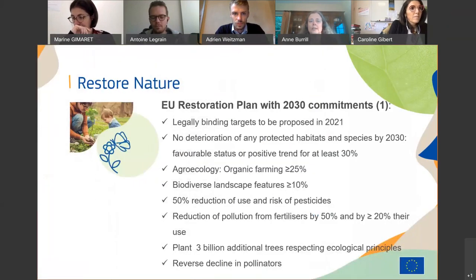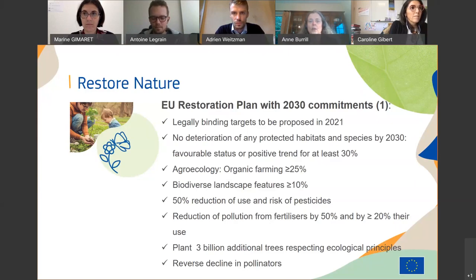So to look a little more in detail at just two of the elements of the strategy, first I wanted to comment a bit more on the restoration part of it. Here we have a series of concrete commitments and actions that aim to restore degraded ecosystems across the EU by 2030. I'm not going to read the list to you, but you'll see there are on this slide and on the next slide, they go on, it's a long list. You'll see there are a number of very specific commitments and also more general actions, like that the Commission will be coming forward with a proposal next year for legally binding restoration targets.